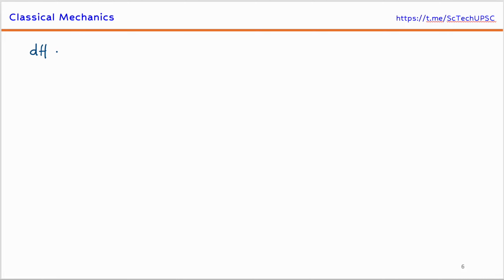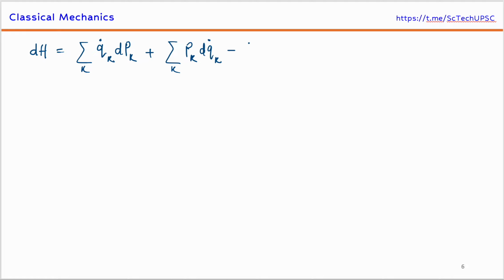dH is summation qk dot dpk plus summation pk del qk dot.